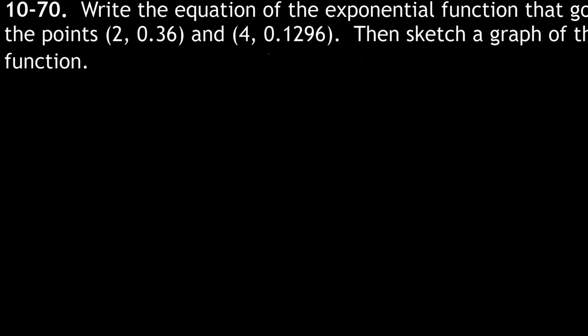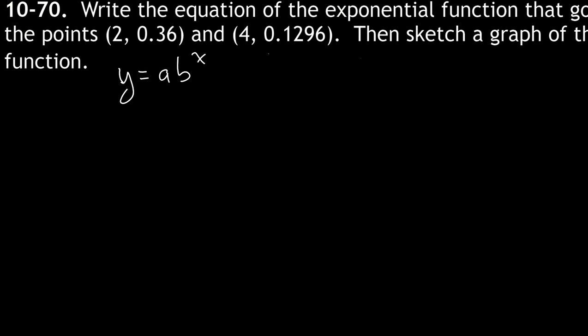So I'm going to write two equations, right? And they're both going to be of the form y equals a times b to the x power. So I'm assuming that this isn't being shifted up or down, and that the asymptote is the line y is equal to 0. And let's go ahead and write both of these.